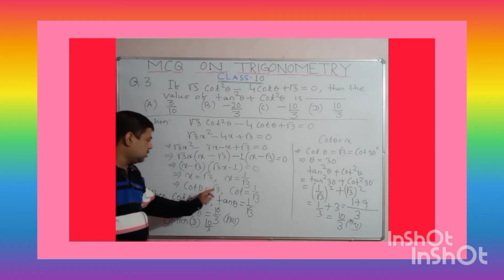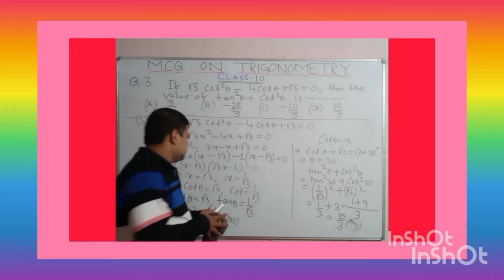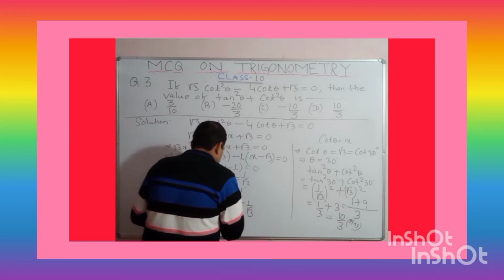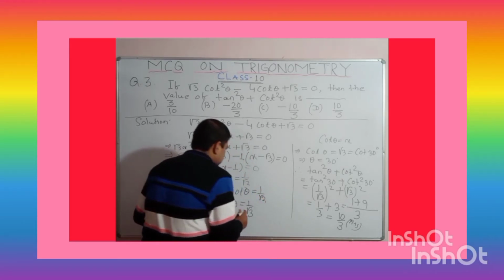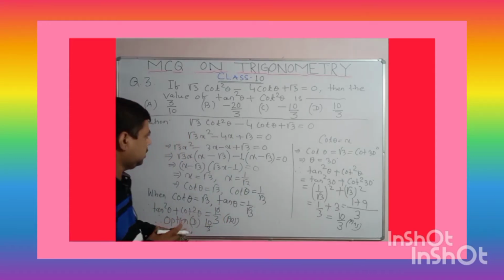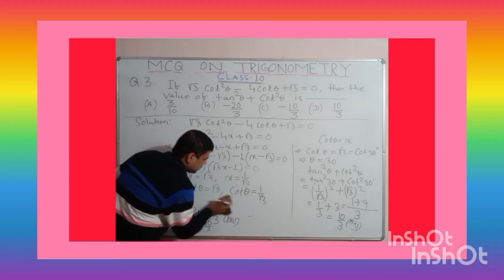So when cot theta is equal to root 3, another value is cot theta is 1 upon root 3. Okay? Yes or no? Cot theta is equal to 1 upon root 3 here. Let's check what is the value of tan square theta plus cot square theta. Shall we see? Okay? Understand? Same process.